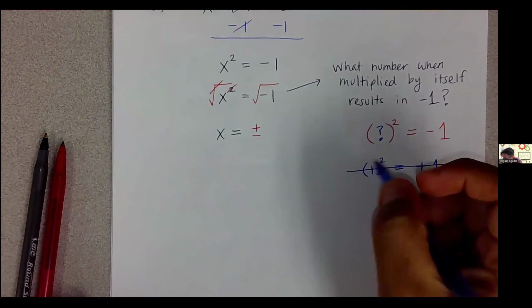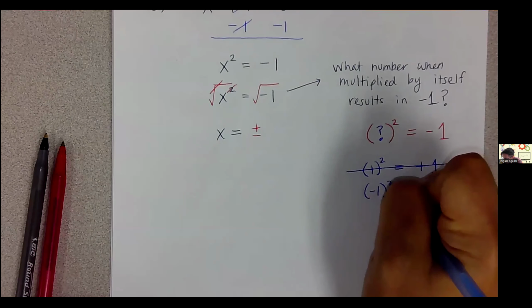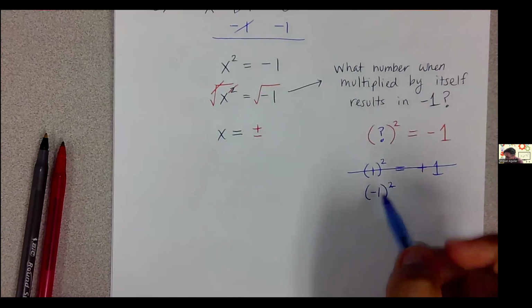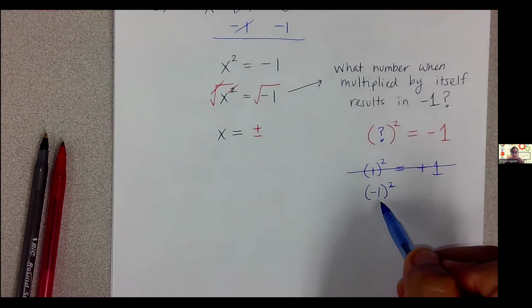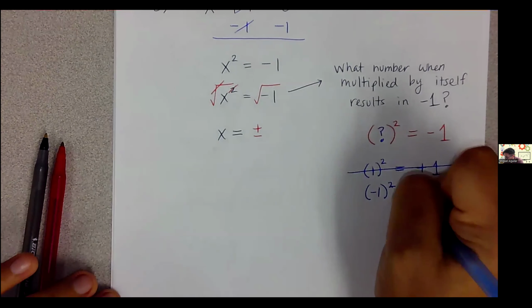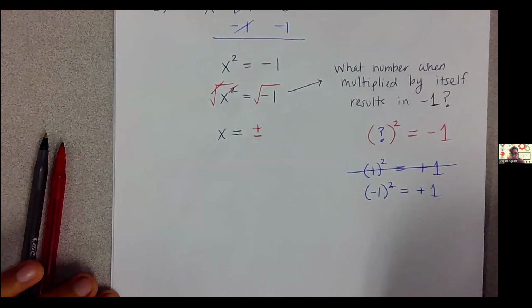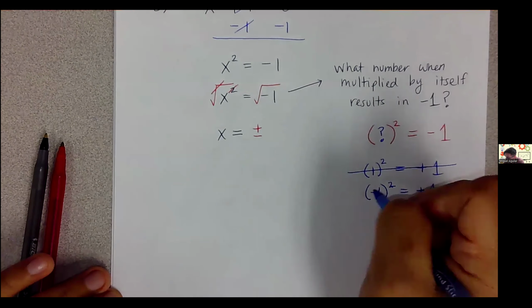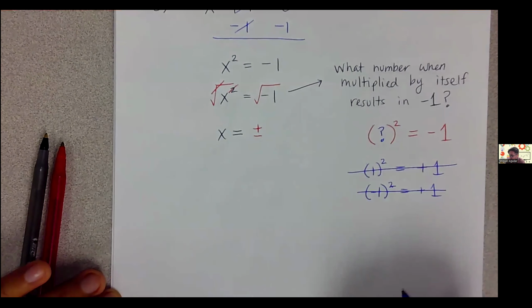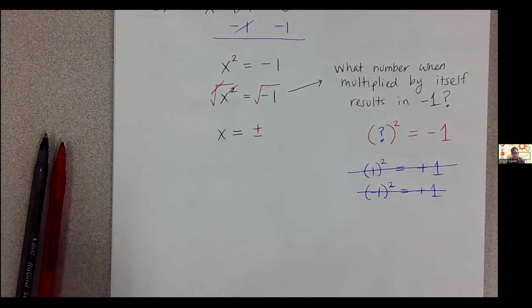So you might say to yourself, well, what about -1? What if we squared that? Well, remember the definition of squaring means that we're multiplying -1 by itself. And -1 times -1 is a positive one, since a negative times a negative is positive. Okay, so that presents a problem. So what are we going to do here?